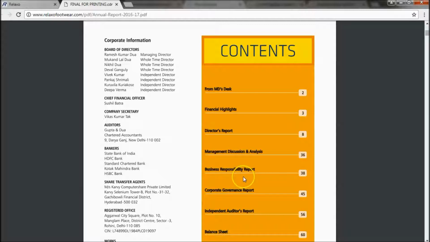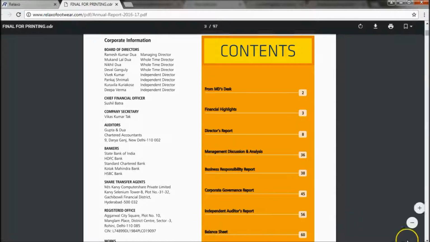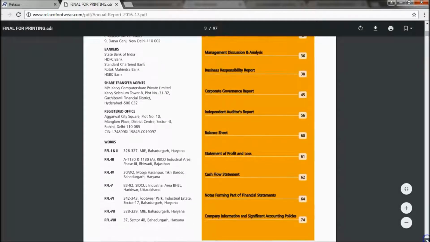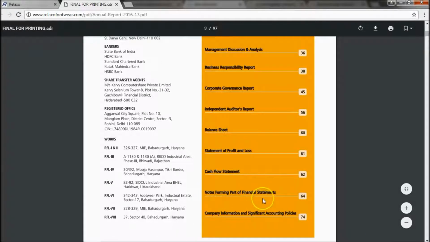Business responsibility report covers the basic elements of the company, the performance, the processes undertaken by the company. Corporate governance report covers what the company is giving back to society. The auditor's report will talk about whether the auditor has given a clean report or whether there is any problem. Then the balance sheet, statement of profit and loss, cash flow, the notes forming a part of the financial statements, company information and policies.